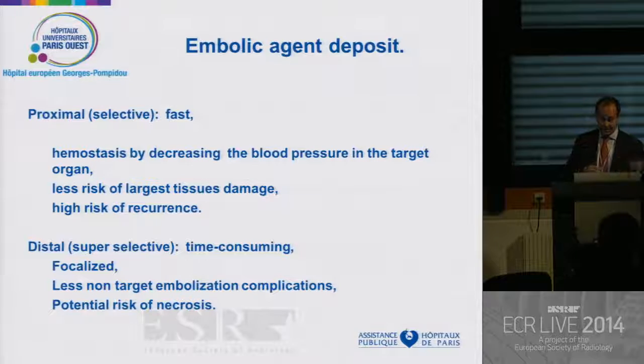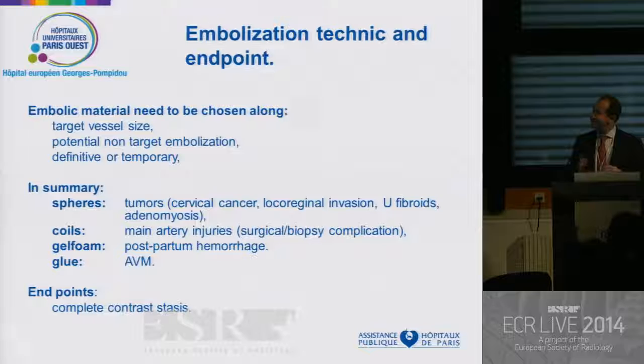You can go distally, with a super selective technique. It is time consuming, and you need some experience. But with focalized treatment there are fewer non-target embolization complications, though there is a potential risk of necrosis if you are very, very selective. What is the embolization technique endpoint? When we use a material, it needs to be chosen according to the target vessel size, the potential non-target embolization, and whether the embolization should be definitive or temporary.